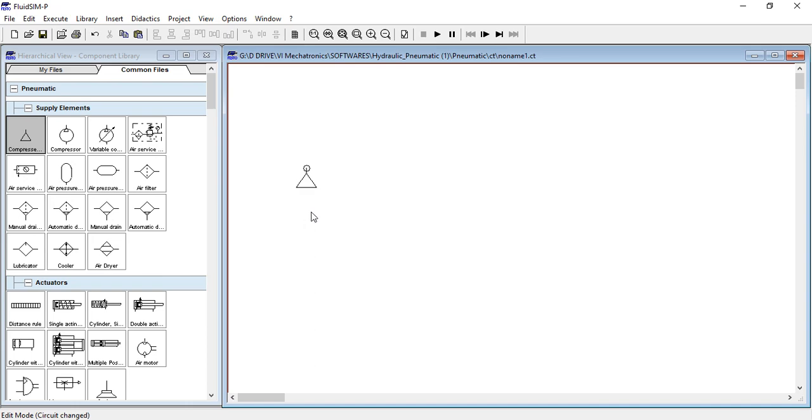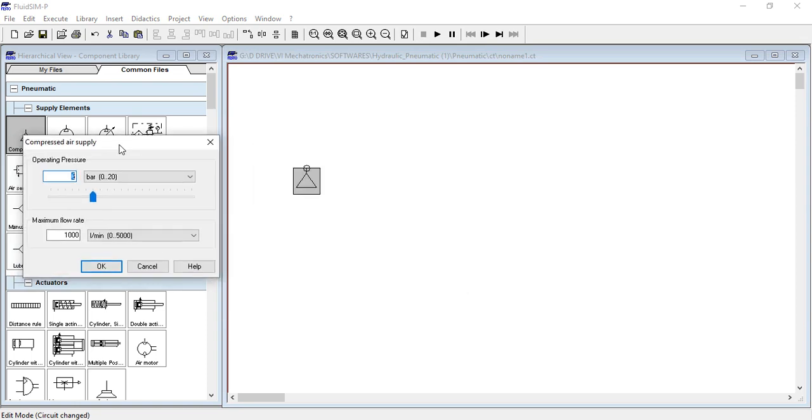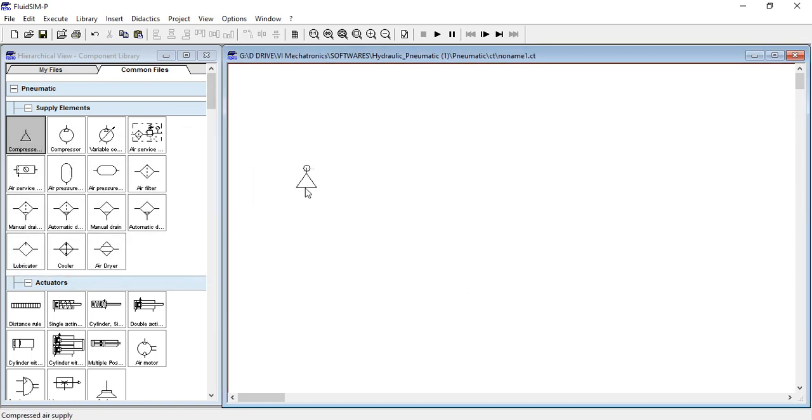So here, if I want to change or set the pressure of air, how can I do it? I will just double click on it, and you have observed one thing, that when I take my cursor on any of the elements, it shows the variables, setting parameters. So you can see here operating pressure is set to 6 bar and maximum flow rate is 1000 liter per minute. So this is a standard set inside the software. Unless required, don't change that.